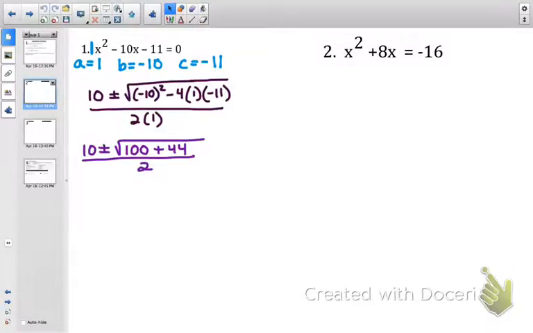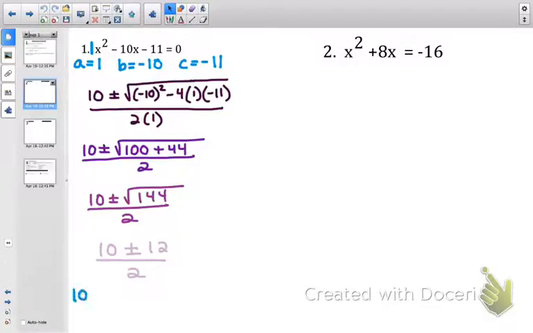All right, again, simplify underneath that radical, and we get the square root of 144. This one's nice because we do know the square root of 144. That gives us 12. Because we have that plus or minus sign, we have 2 answers. One where you treat it as just a plus sign, so we get 10 plus 12 over 2, and another where we treat the plus or minus sign as a subtraction, 10 minus 12 over 2. When we simplify those, 22 divided by 2 gives us 11, and 10 minus 12 gives us negative 2 over 2, which is negative 1.